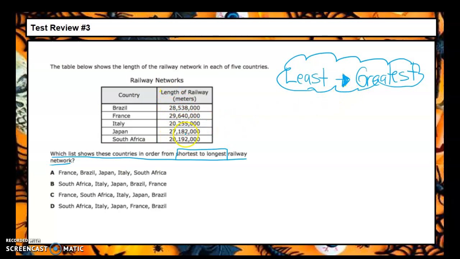Now, what's really nice when they put them in these charts is that they're already lined up really pretty for you. So remember, when you're comparing numbers, you start with the greatest place value, and they're all 2s, so none of those help you. I'm looking for a small number.